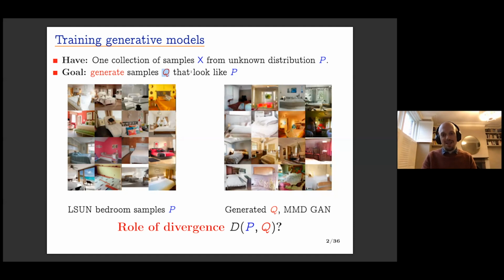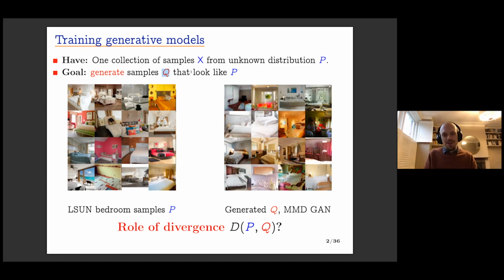So it isn't that we want our Q to generate a single really good picture of a bedroom. That would be easy because I just take one of the photos and reproduce it. I want to cover the set of possible bedrooms. So I want to generate samples that span in some sense the space of bedrooms and generate some more likely bedrooms more often than other less likely bedrooms.